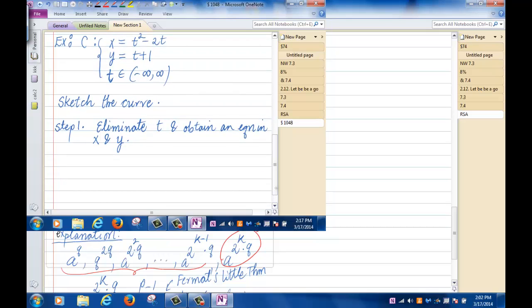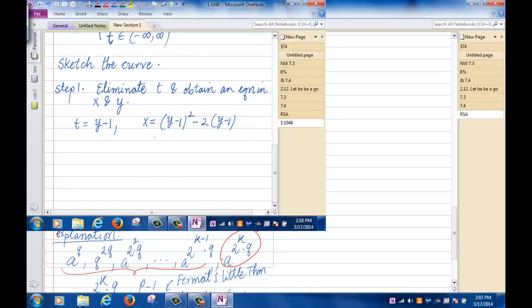Notice that the second equation is y equals t plus 1. Can I write t in terms of y? What is t in terms of y? t is y minus 1. Very good. Now I can plug the value of t into the first equation. If I plug in the value of t in the first equation, what do I get? I get x to be (y minus 1) squared minus 2 times (y minus 1).